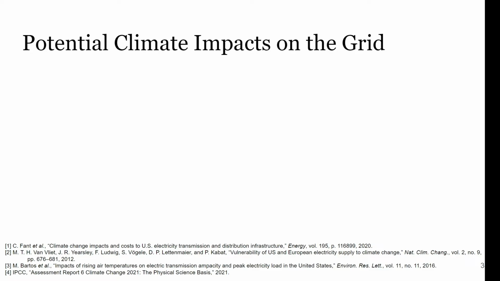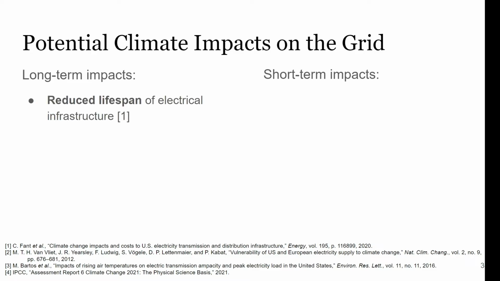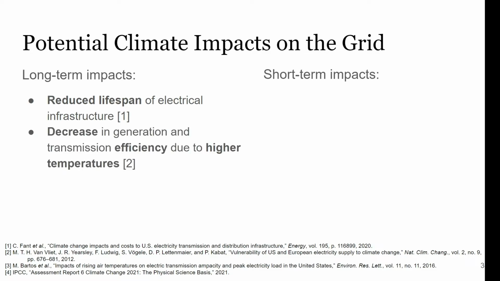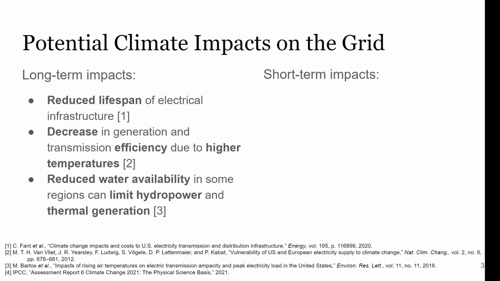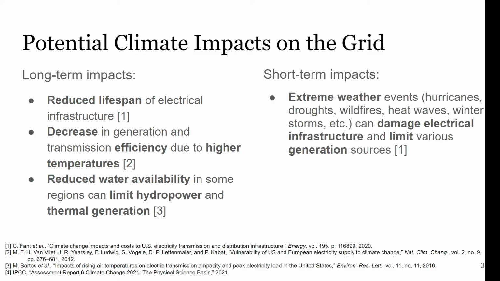So if we're looking at these potential impacts, we can really break them into two categories: long-term and short-term impacts. Chronic or acute, different ways to label this, but when we're talking about long-term impacts, we're talking about the reduced lifespan of electrical infrastructure, decreases in efficiency of both generation and transmission due to higher temperatures, and then potential for reduced water availability depending on your region. That limits hydropower production and can also limit thermal generation.